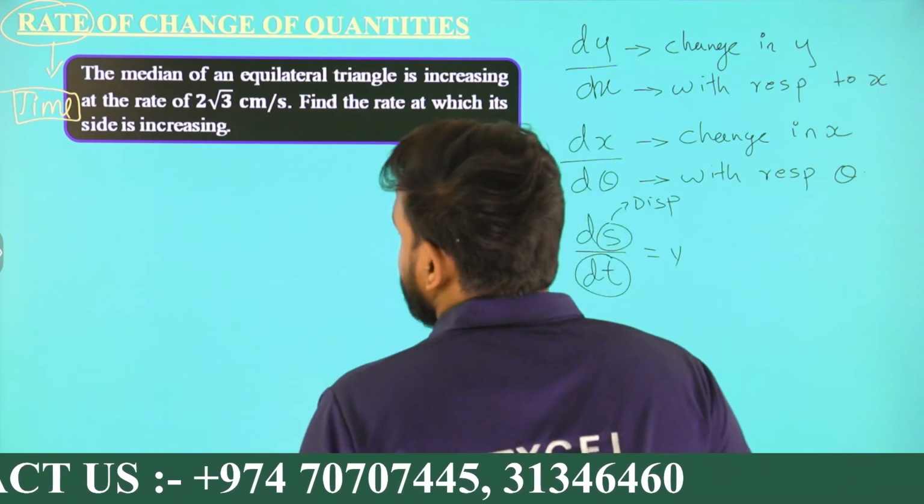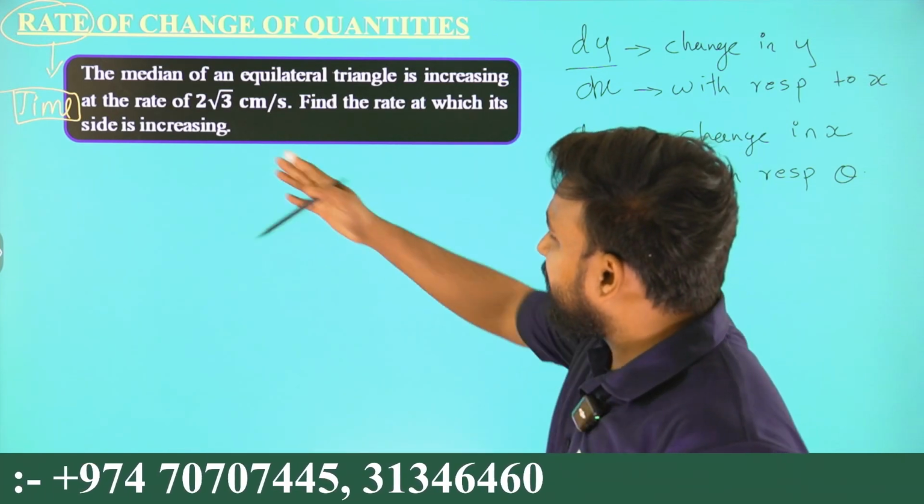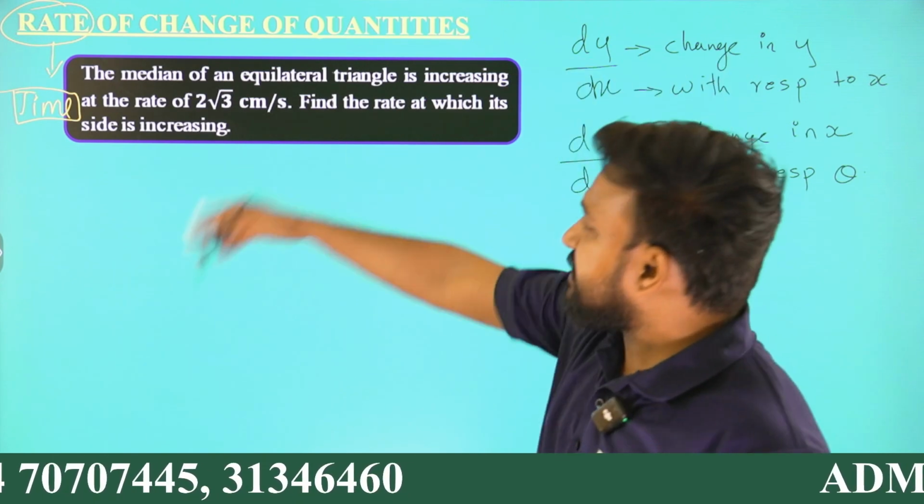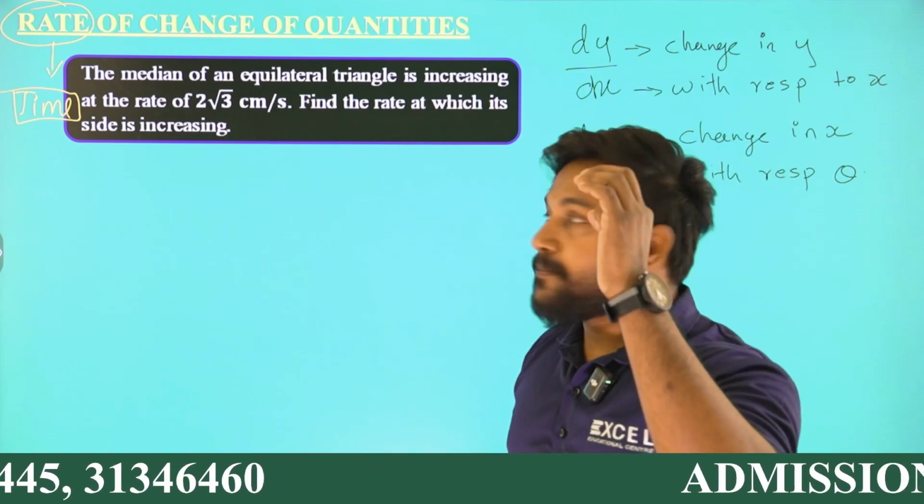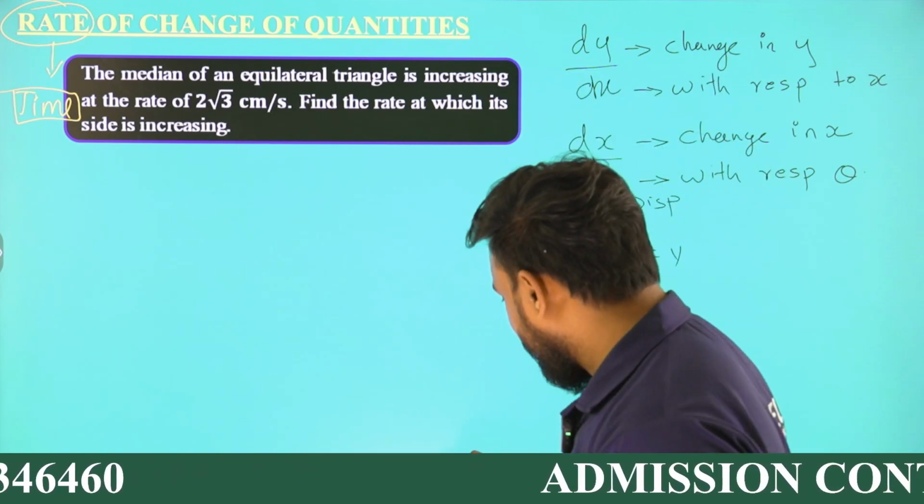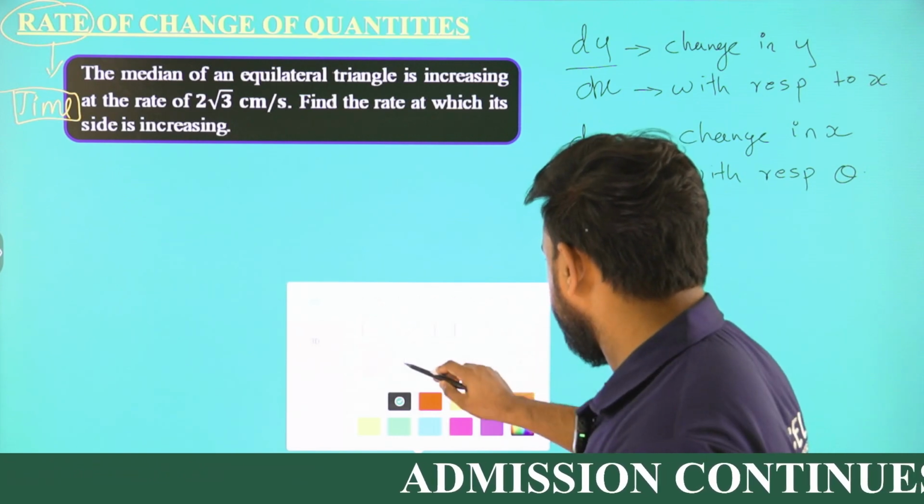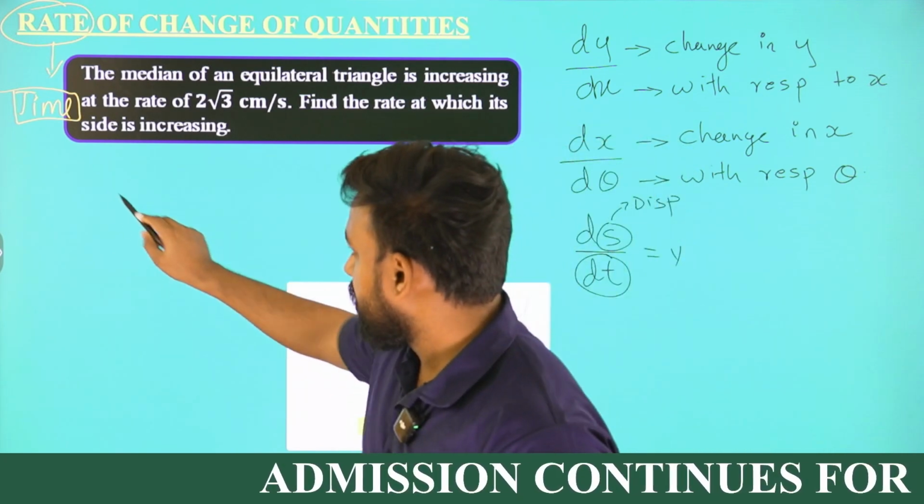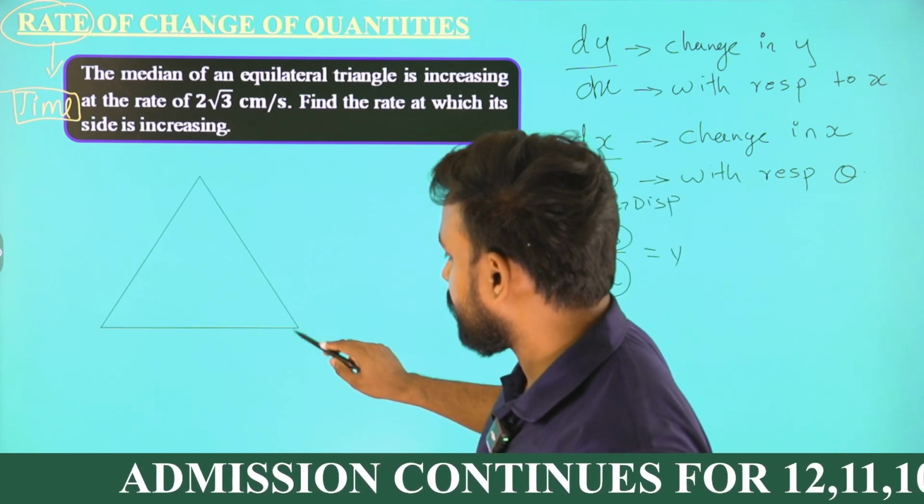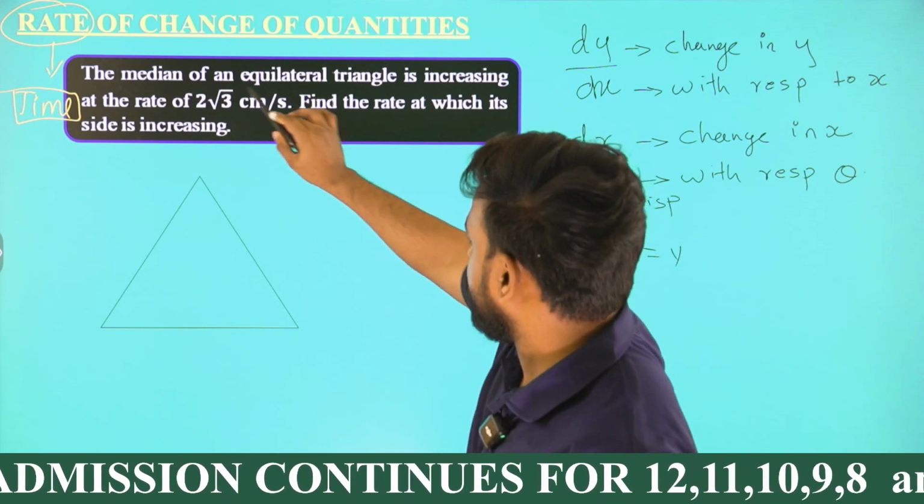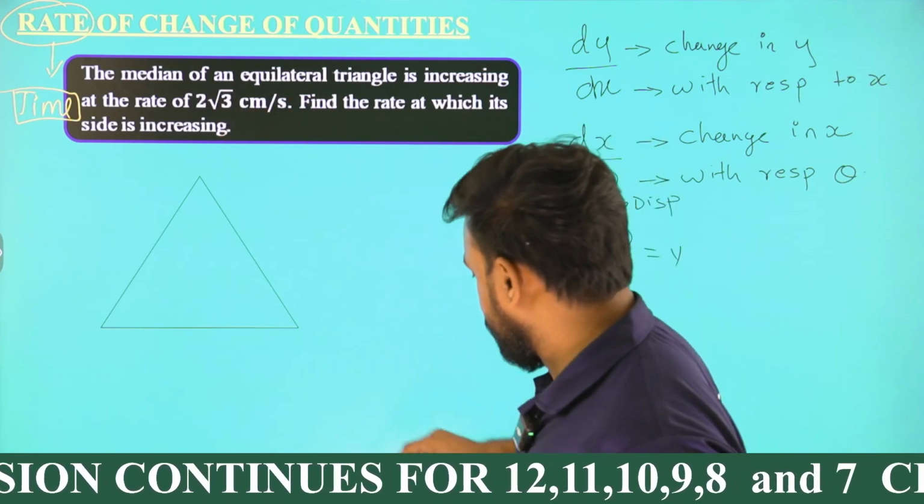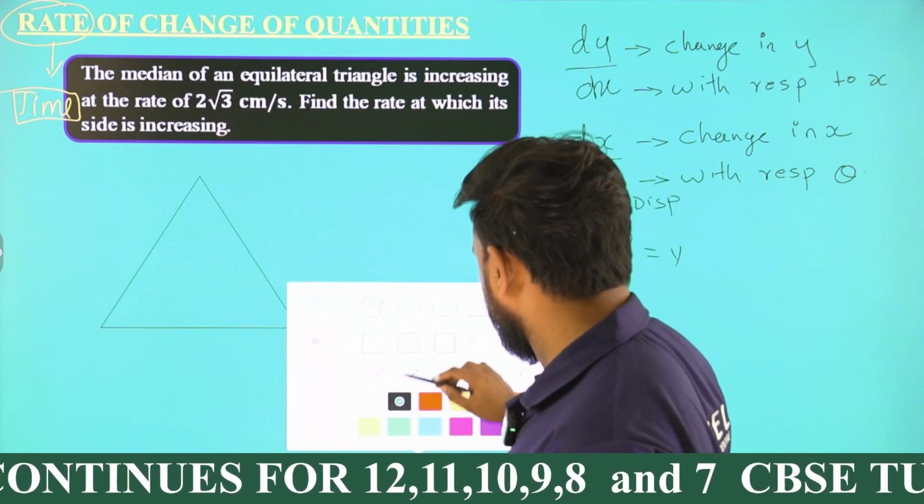So here, the first question is what? The median of an equilateral triangle is increasing at the rate of 2√3 centimeter per second. So we need a triangle, an equilateral triangle. Here is the equilateral triangle, and the median of the equilateral triangle is increasing. So the median is increasing. So we need the median.